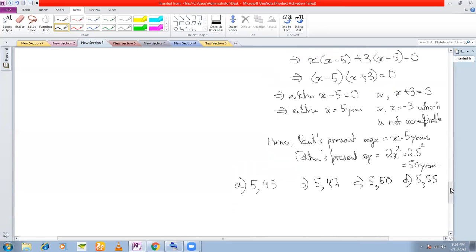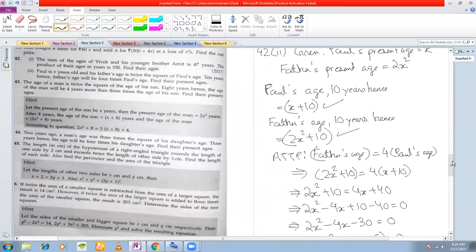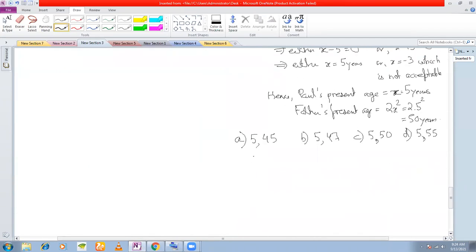Now, if you see in the question, it is given that Paul is X years old and his father is twice the square of Paul's age. That means this is Paul's age, right? If you take Paul's age as 5, what should be his father's age? 2 into 5 square, right? Is 2 into 5 square equal to 45? No. So this option is out. Again, is this equal to 2 into 5 square? No. So this option is also out. What about this? Is this equal to 2 into 5 square? No. So this option is also out. The only correct option is this.